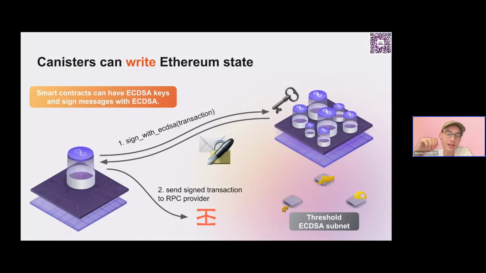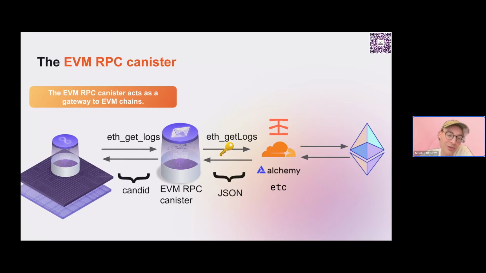And through this, canisters on the computer can trustlessly interact with an Ethereum smart contract. So that's pretty cool. But because building a canister that securely and correctly interacts with Ethereum can be a bit challenging and a bit tedious, we provide the EVM RPC canister for that. And that canister basically acts as a gateway to Ethereum and other EVM chains. So it's kind of like a helper canister that does a lot of the heavy lifting for us.